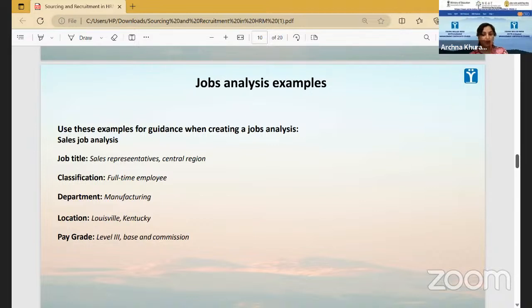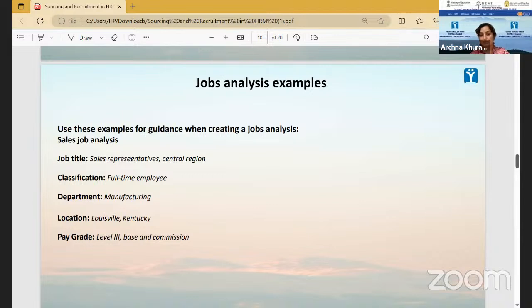It's a full-time employee. Also, you can write if it's not a full-time employee, whether a freelancer will do, or a part-time worker will do, or you want to hire a consultant who can do this job. So it can be classified into these three categories. Then department: it's the manufacturing department that you are using the sales representative for.